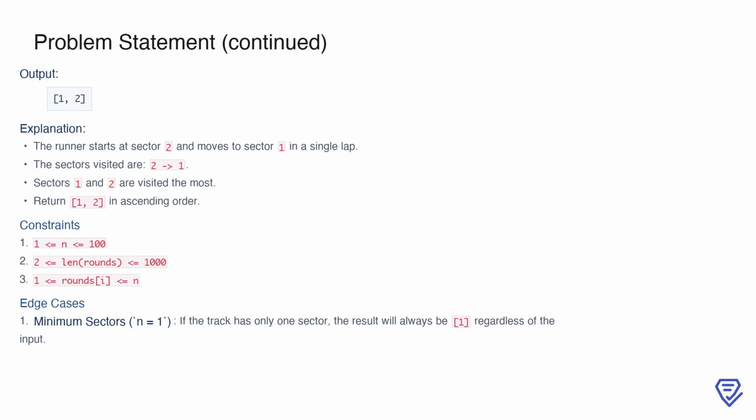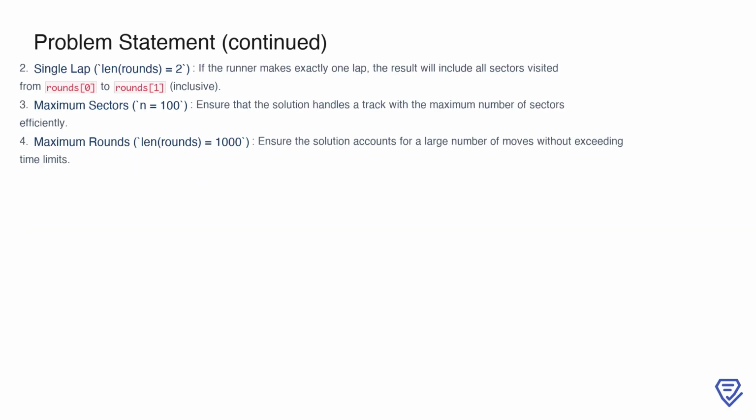This example highlights how even with a small number of sectors, the solution must account for the circular nature of the track. Let's now consider some constraints and edge cases. First, if the track has only one sector, such as when n equals 1, the result will always be 1, since the only sector is visited repeatedly. For a single lap, where the length of rounds is 2, the result will include all sectors visited from the starting sector to the ending sector, inclusive.